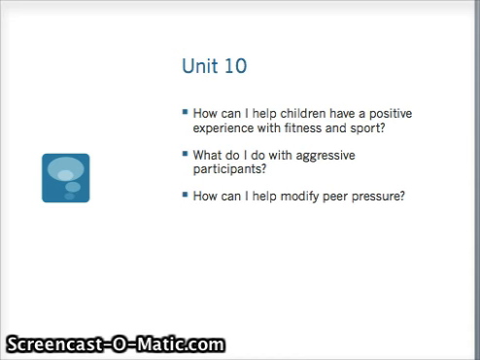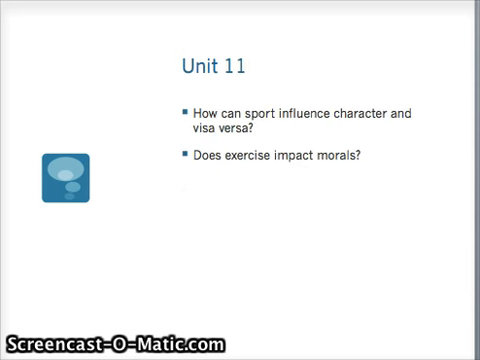Unit 10 will focus on youth and what we can do to help them have a positive experience. We'll look at how to help youth deal with aggression, and even some adults deal with aggression as well in the fitness environment, and learn techniques to help modify peer pressure.